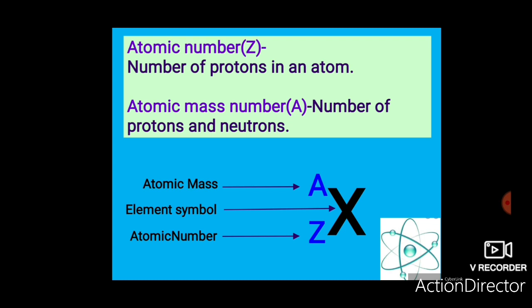Observe the given diagram. In this diagram, Z represents the atomic number, X represents the symbol of an element, and A represents the atomic mass number. This is the method to write the atomic number and atomic mass number with the symbol of an element.